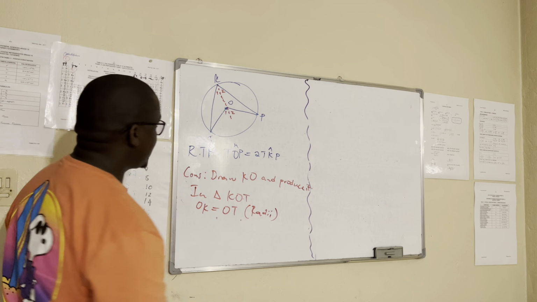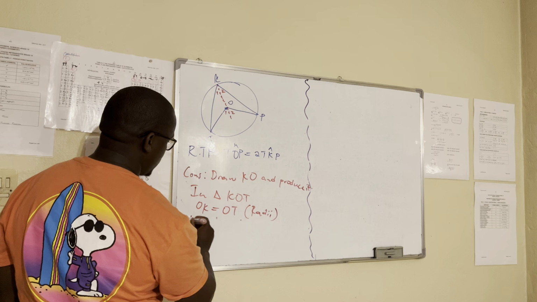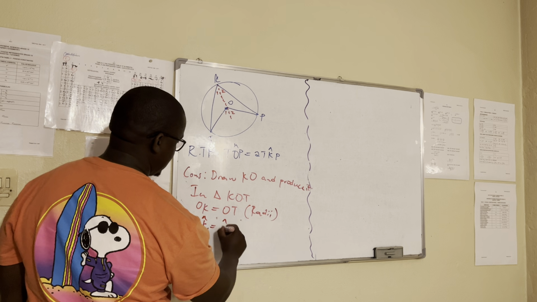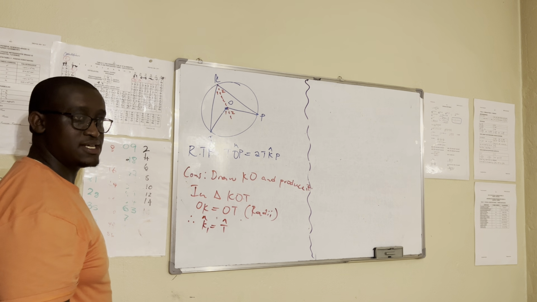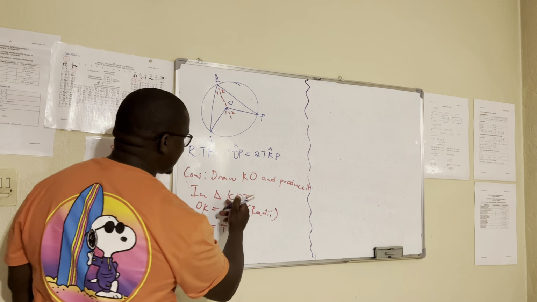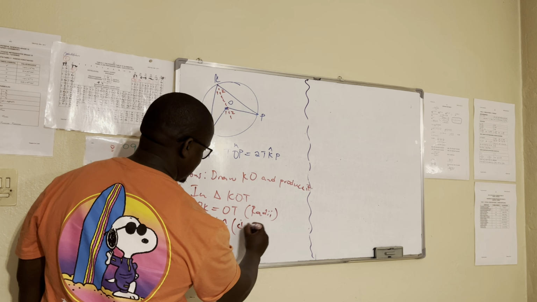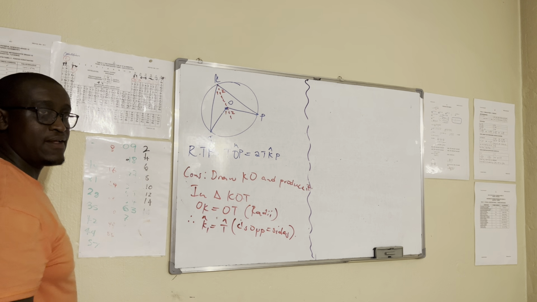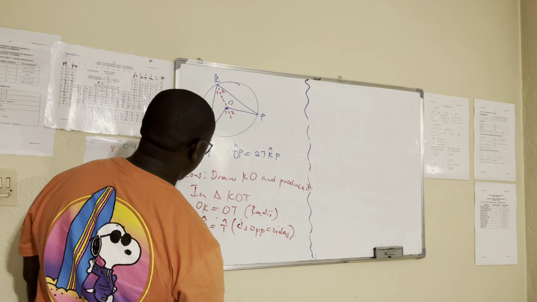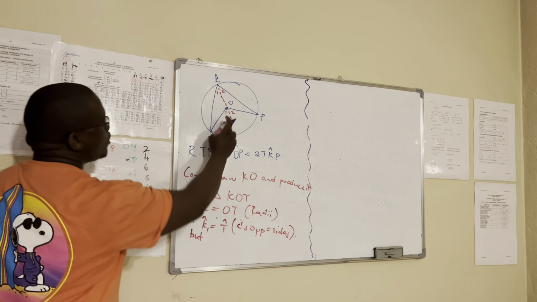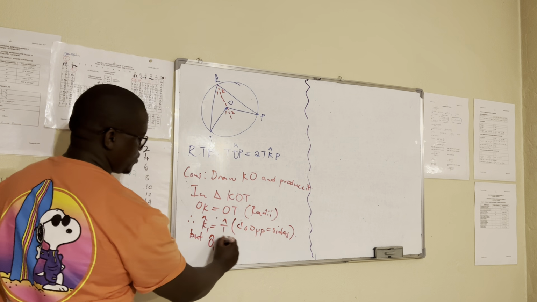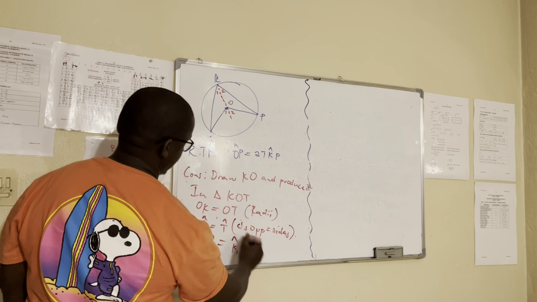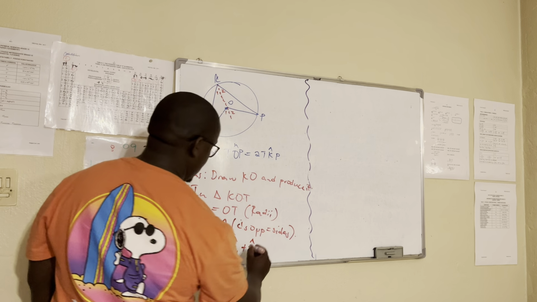If those two sides are equal, therefore angle K1 is equal to angle T, because angles opposite equal sides are equal. And then, angle O1 is equal to what? Angle K1 plus angle T, the exterior angle of a triangle.